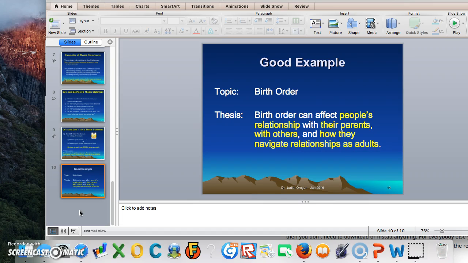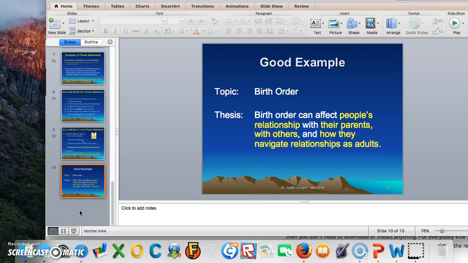So let me leave you with what I consider to be a good example so that we'll be ending on a place where you remember what is good to do. For example, the topic here is birth order. Now, birth order, you all will realize, is the order in which children are born in families. So there is the school of thought that says birth order affects people's relationships. Okay? So this person is saying birth order can affect people's relationship with their parents. That's one idea, with other people, and it can also affect how people navigate relationships as adults.